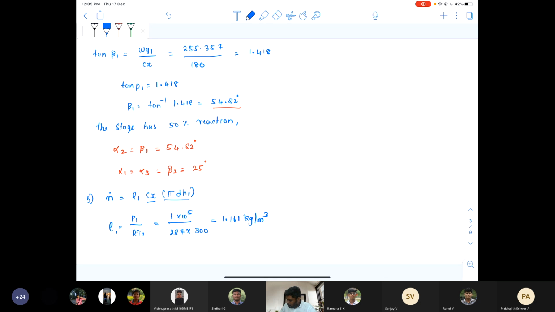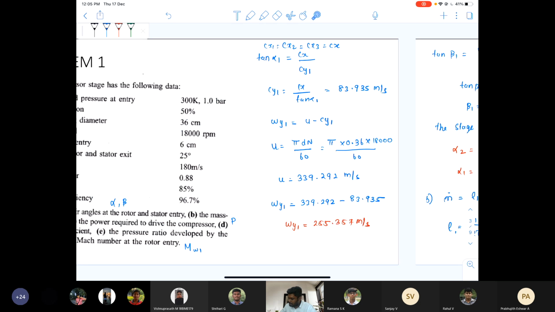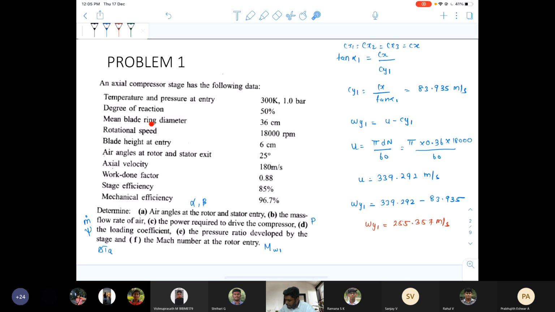So, we have found out the value of density at stage 1. Now, we know all other values, that is, the value of Cx is known, and the values of D and H are given in the question. In the question, the mean blade ring diameter is 36 centimeter.